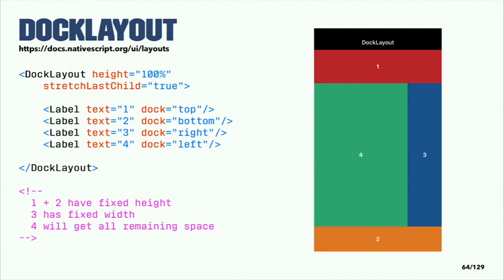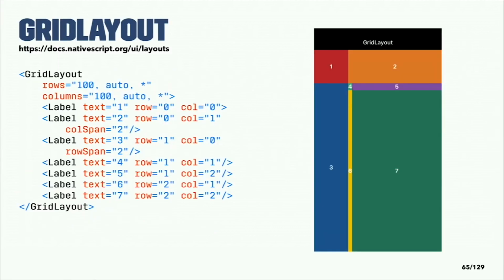This is the dock layout. And as you can see, 1 and 2 have a fixed height. Number 3 has a fixed width. And because I put number 4 on the bottom and said dock is left, and set stretch last child, that means use all available space for that one.